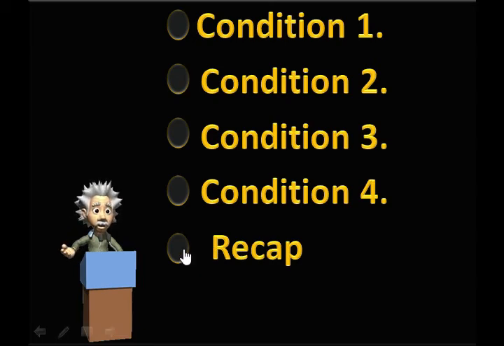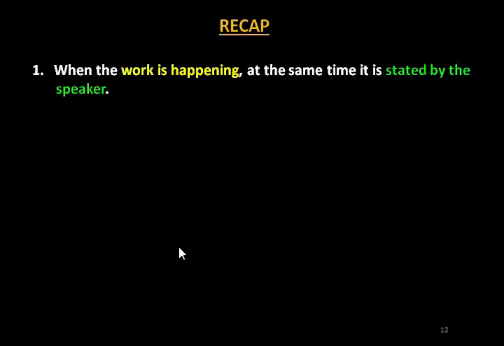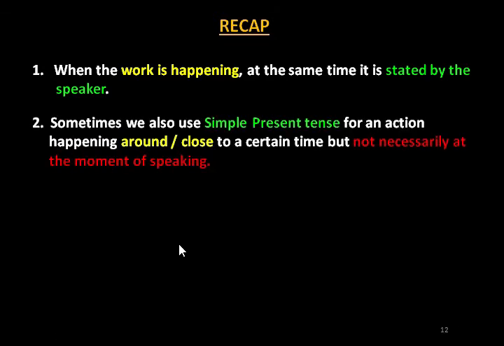Okay, so let's go back to our recap section, where we will discuss all the conditions which we have already discussed. To have a quick recap, let's go here. What it says: number 1, when the work is happening at the same time it is stated by the speaker. Number 2, sometimes we also use present continuous tense for an action happening around or close to a certain time, but not necessarily at the moment of speaking. That means sometimes when the speaker is stating the action, at the same time the action is not happening. And for that we will have some word which will relate the action with the present time, like these days, nowadays.